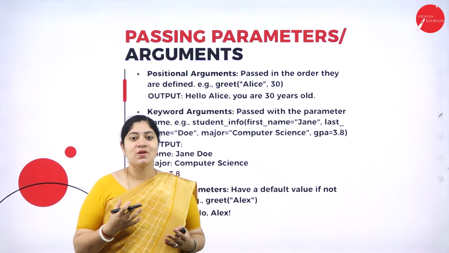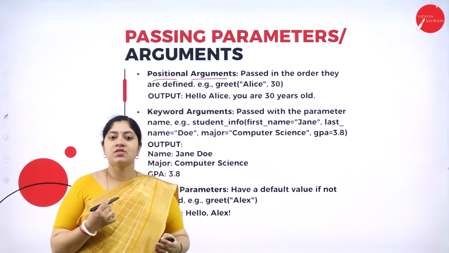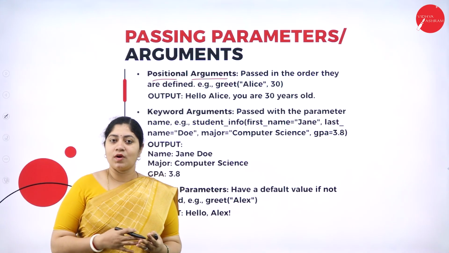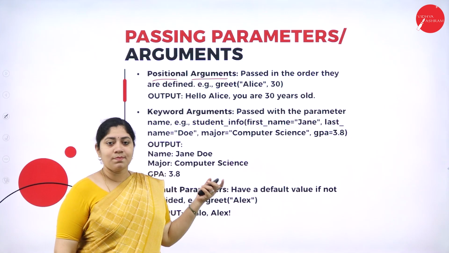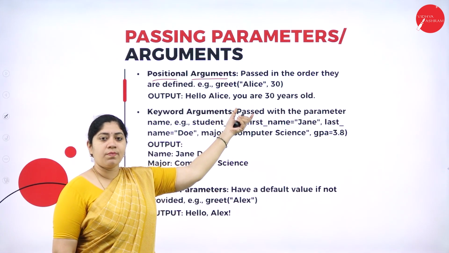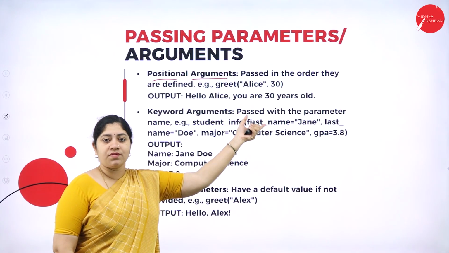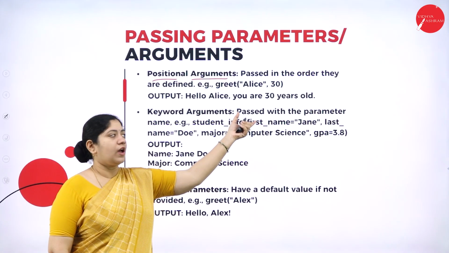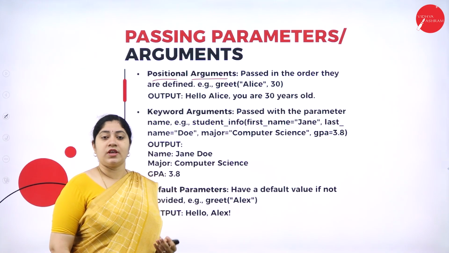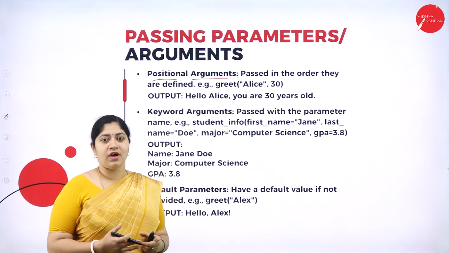Starting with positional arguments. Positional arguments are passed in order. For example, here we can see we have defined a function greet followed by the name, the first argument, and then the age of that person, which we have written as 30, for example. So this is the order we follow when defining arguments inside a function.